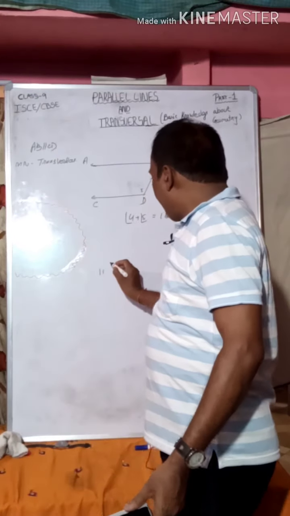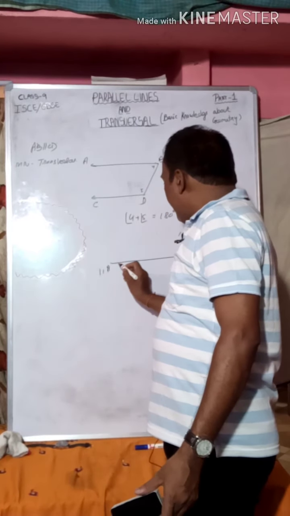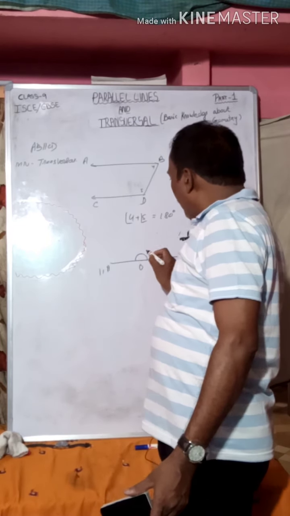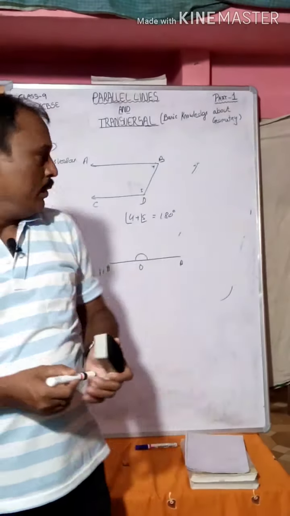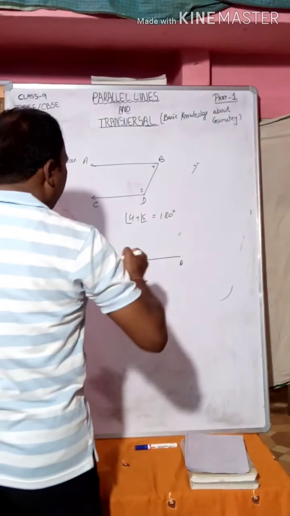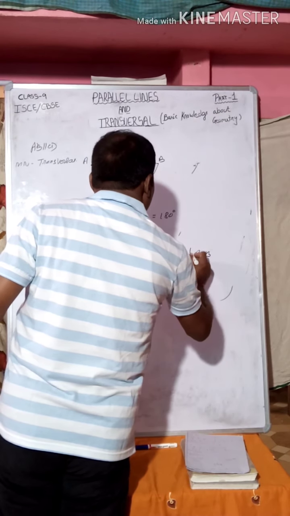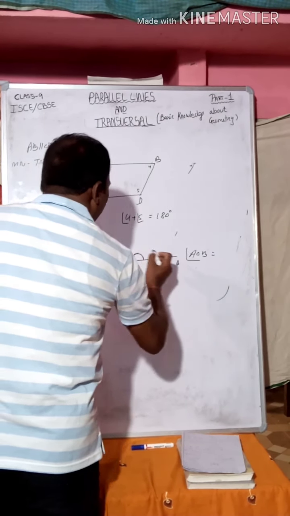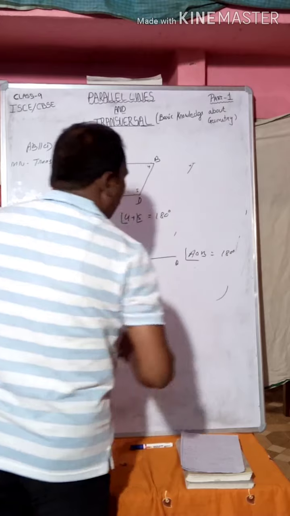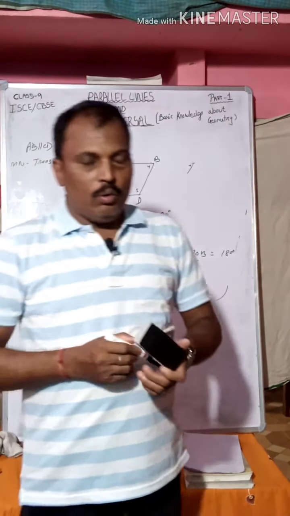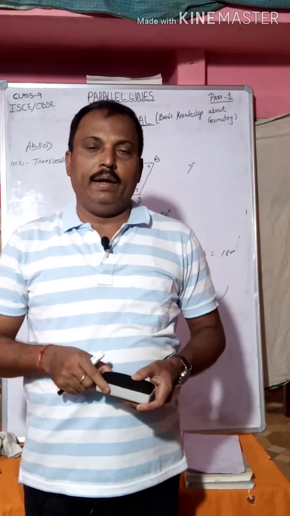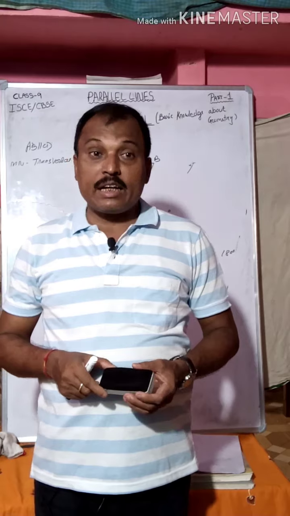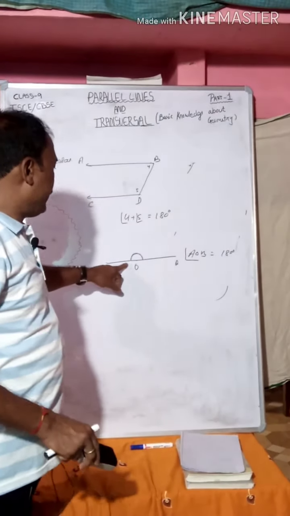And another thing, this is a line, say AB is a line. Suppose here is a point O, and here is an angle. How many degrees is it measured? AOB angle is equal to how much? Because this is a protractor angle, that is equal to 180 degrees. So on one line, if we take any point on the line, the angle will be 180 degrees, which is called a straight angle. This is the straight line angle.